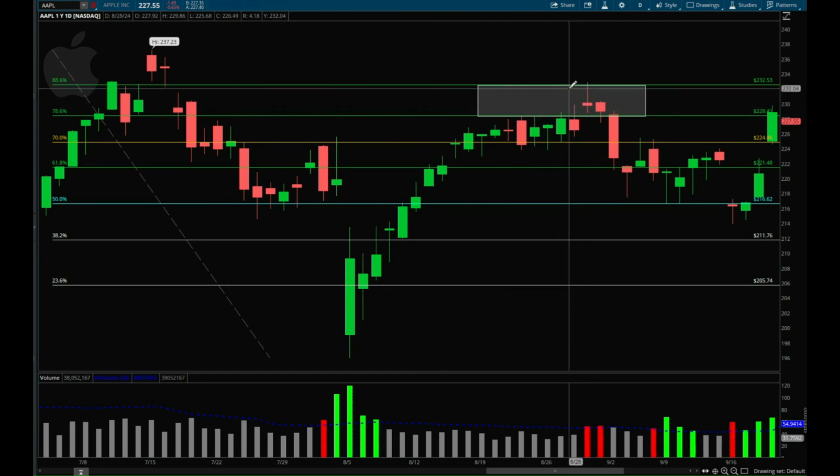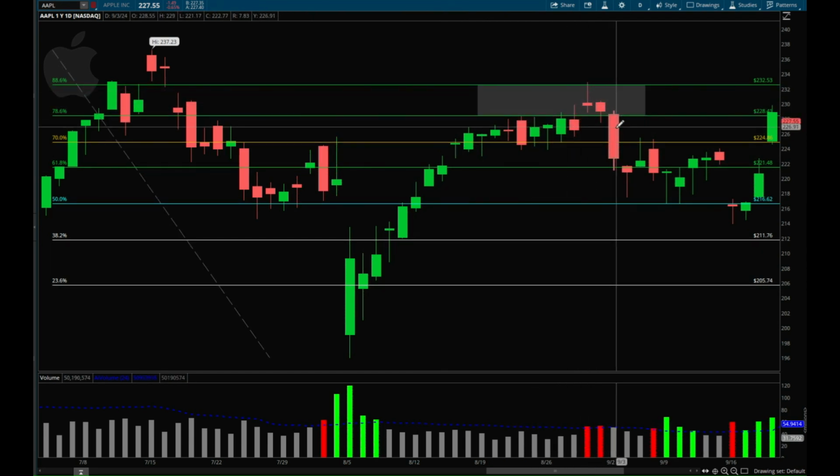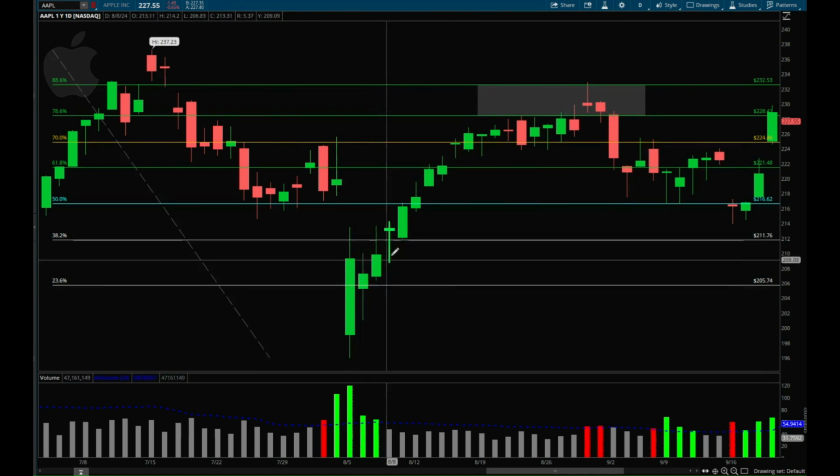The sellers are up here, right? And then what did the sellers do? They push the price down, which is what sellers do. They push the price down, they sell it off. So now the next thing we want to see is, okay, where do these buyers move to?